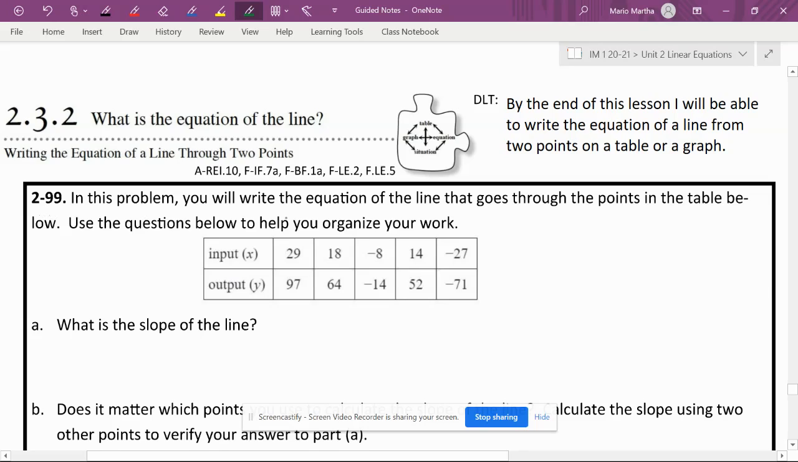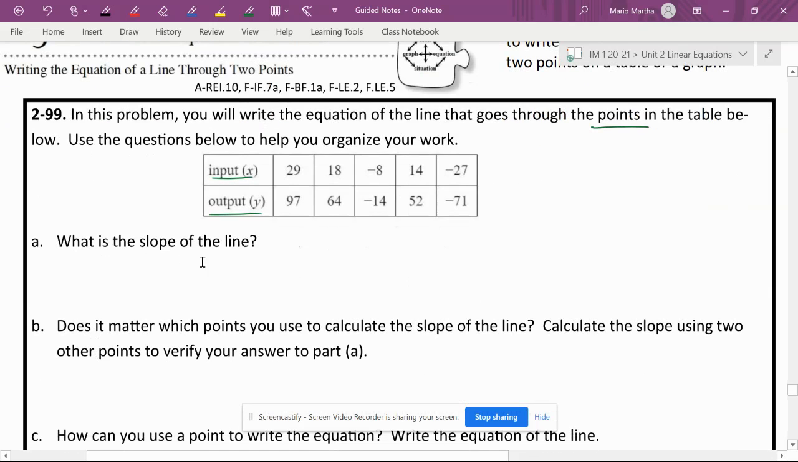In this problem, you will write the equation of the line that goes through the points in the table below. Use the questions below to help you organize your work. First, we have the inputs, our x values, and then our outputs, which are the y values. 29, 97, they're all kind of different if you notice. They're all over the place and not really organized, but we can still use them.